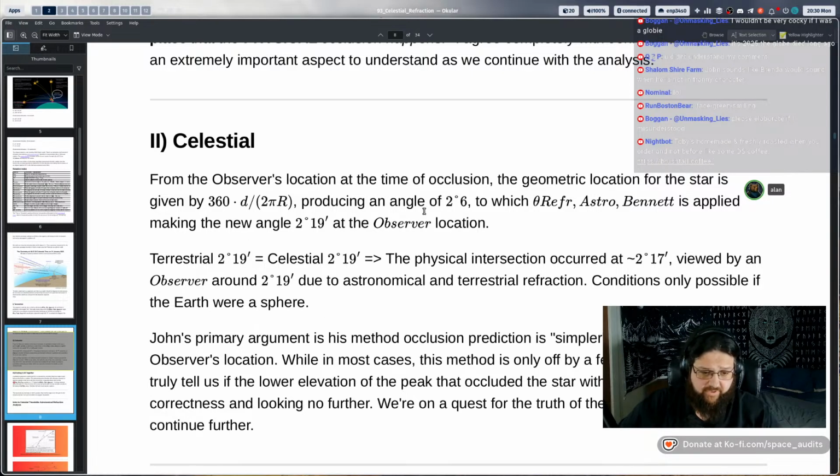John's primary argument is that this method of occlusion prediction is simpler because you can use the observer location. While in most cases this method is only off by a few arc minutes, it cannot truly tell us if the elevation of the peak was occluded by the star without assuming its correctness and looking no further. But as we are on a quest for truth, we will look further.